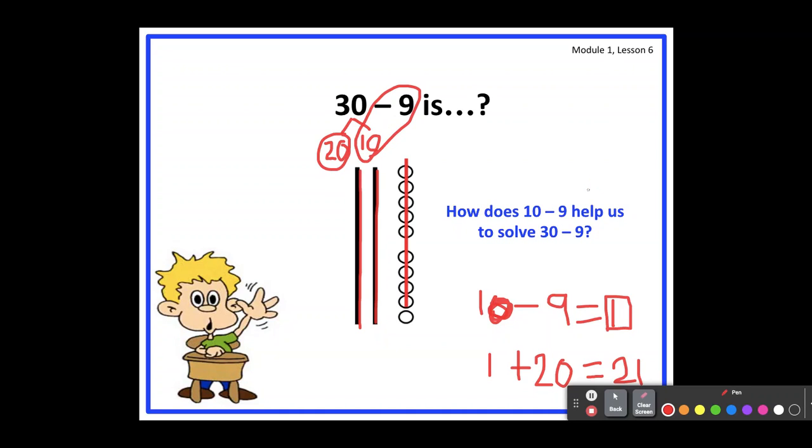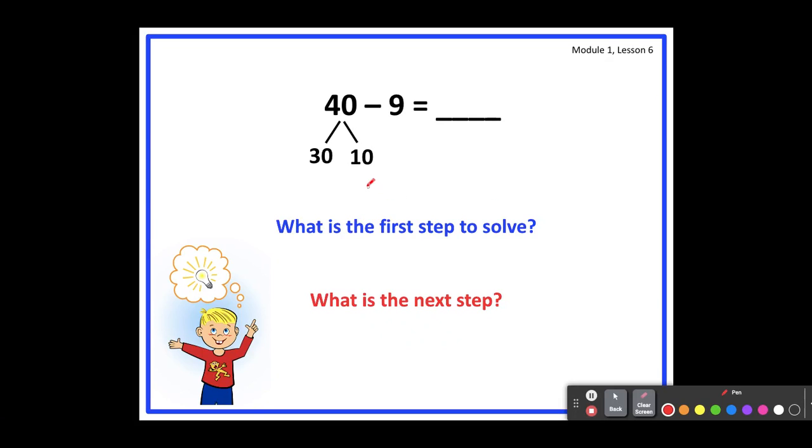So ask yourself, how does solving 10 minus 9 help us solve 30 minus 9? Think about it. Add it in the comments. Write it down on a piece of paper, in a math notebook, share it with a friend. Let's move on to our next example. As you see, the first step has been done to break apart the 40 by making one part a 10.